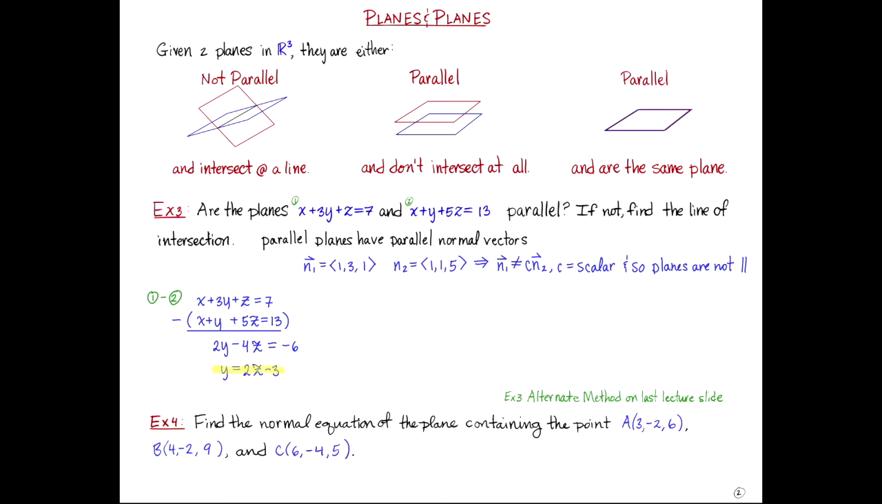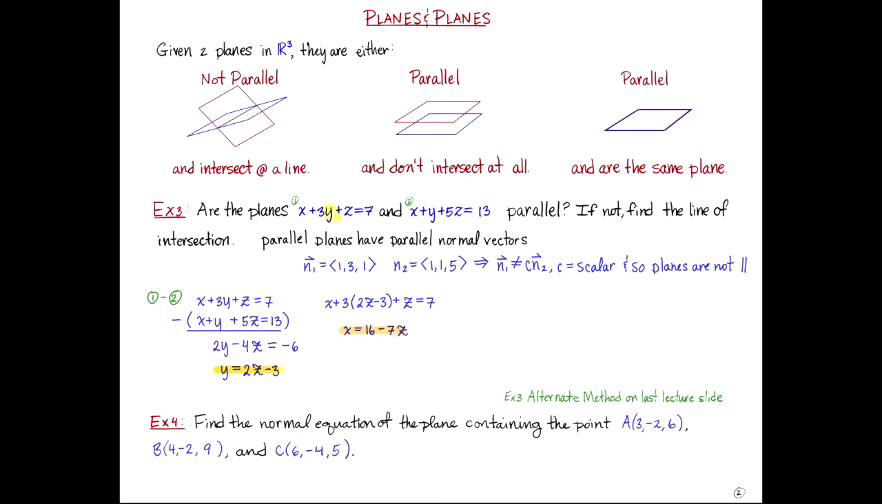Let's sub this equation into our first equation of the plane in place of y, giving us x plus 3 times 2z minus 3 plus z equal to 7. Distributing the 3 and solving for x, we have that x is equal to 16 minus 7z. We now have both y and x in terms of z.